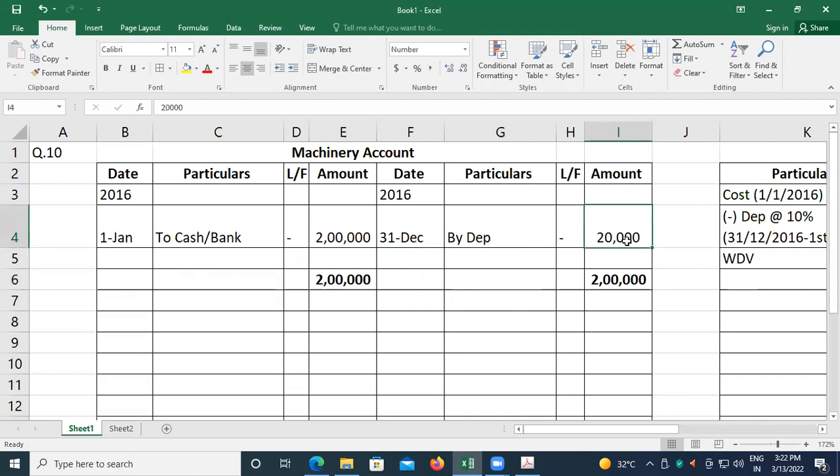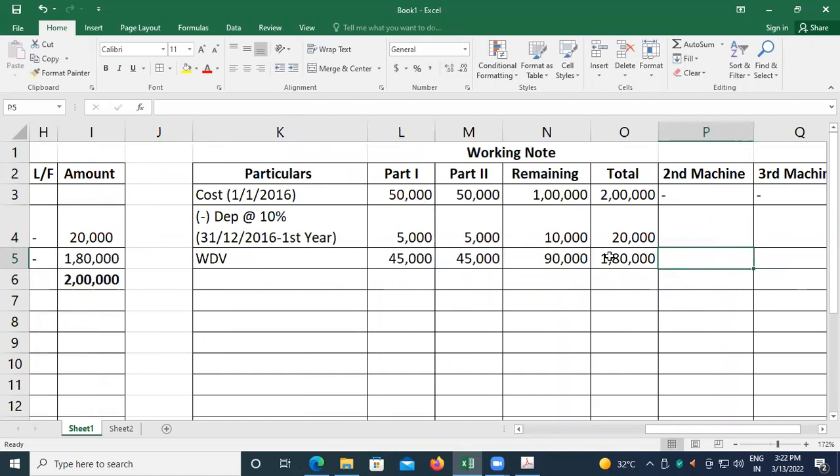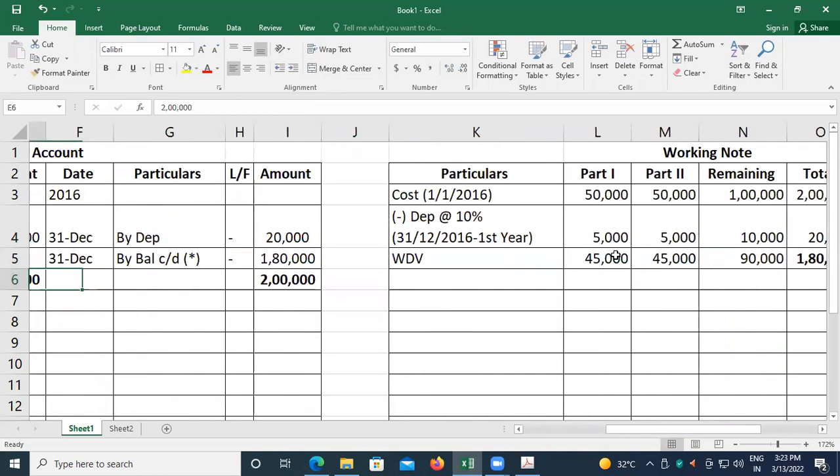So 2 lakh minus 20,000, again December 31st. What will come here? By balance carried down. By balance carried down, and let us put a star mark. Okay. So what is the balance carried down left now here? 1,80,000 rupees. So now we have at the end of the year also, can you see here? There is a balance of 1,80,000. So let us make it bold. I hope till here you are clear with this 1st year depreciation.